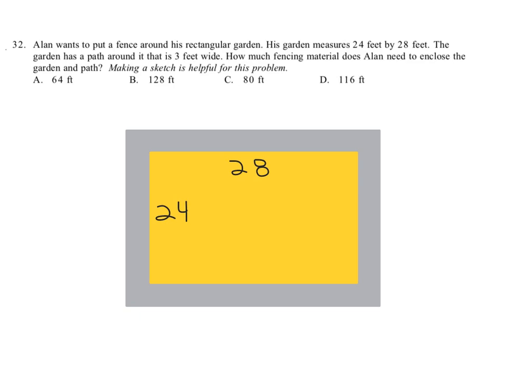It says Alan wants to put a fence around his rectangular garden. His garden measures 24 by 28. That's yellow. And then the garden has a path around it that's 3 feet wide. And that's the gray part.